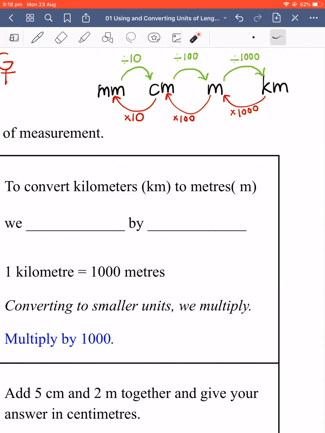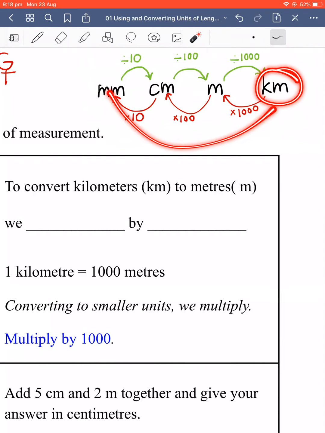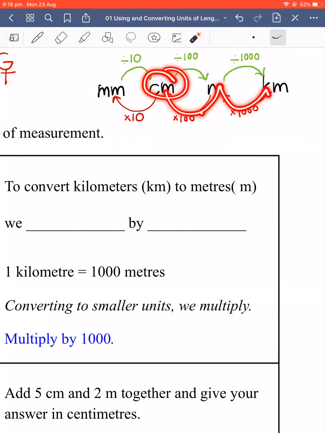And again, remember, if you're going from a small unit of measurement to a bigger one, you'll be dividing. If I'm going from a large one to a smaller one, I will be multiplying. Just keep in mind as well, if you're starting at something like kilometers and you're going to centimeters, you're going to multiply by both of these numbers.